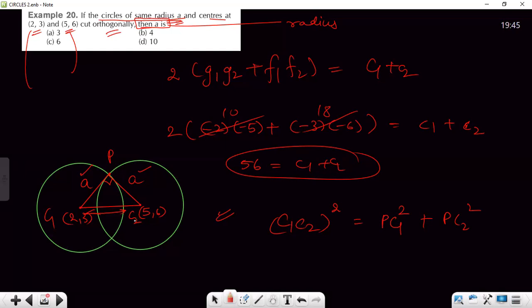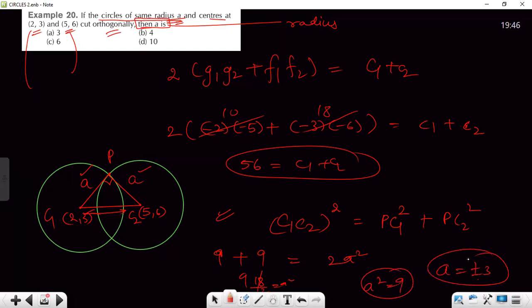Because we know the coordinates, it is very easy for us to find using the distance formula. It is a square, so square root and square will cancel. 5 minus 2 whole square, which is 3 square, which is 9. 6 minus 3 whole square, which is again 9. PC1 square plus PC2 square makes a square plus a square, which is 2a square, equal to 9 plus 9, which is 18. 18 by 2 is equal to a square. This becomes 9. A becomes plus minus 3.